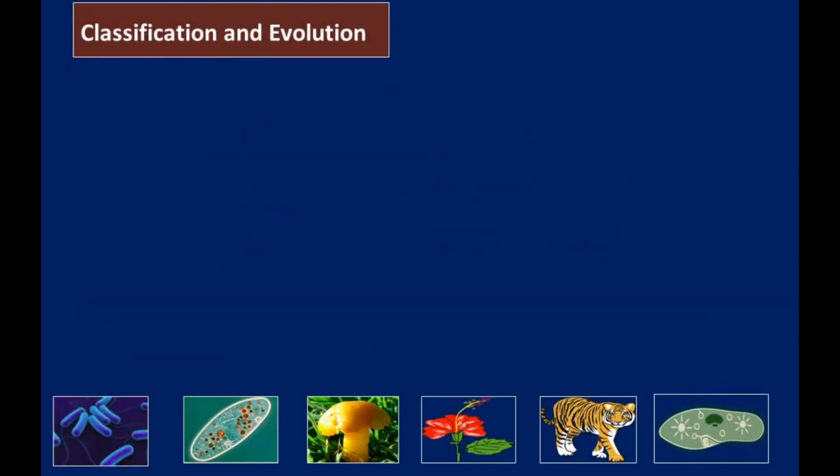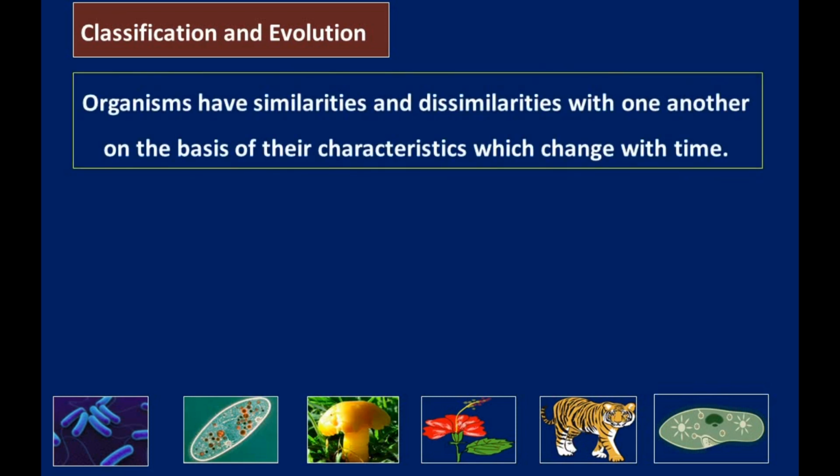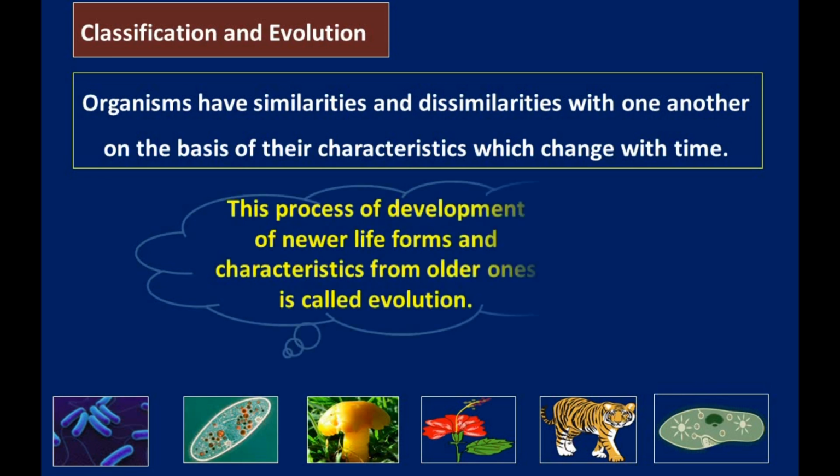Classification and evolution. जैसे हमने अभी देखा, all organisms are classified on the basis of their similarities and dissimilarities. So ये जो similarities है और जो dissimilarities है, इनके बेस पे इनको हमने classified किया. Evolution किसको कहते हैं? Evolution हम कहते हैं new life is developed from older life.